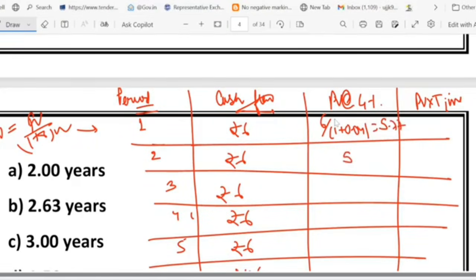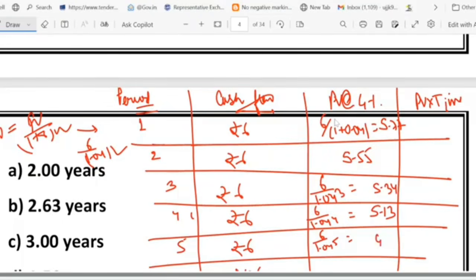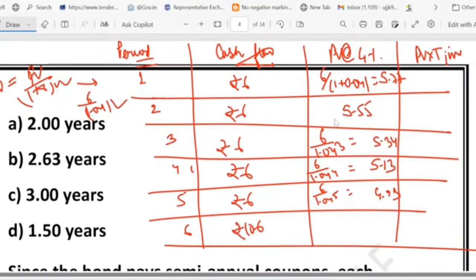In the second case it is 6 divided by 1.04 squared, which is equal to 5.55. In the third case, 6 divided by 1.04 cubed, which is equal to 5.34. 6 divided by 1.04 to the power 4 is 5.13. 6 divided by 1.04 to the power 5 is 4.93. And finally, in the last case, 106 divided by 1.04 to the power 6, which is equal to 83.78. So these are the present values.